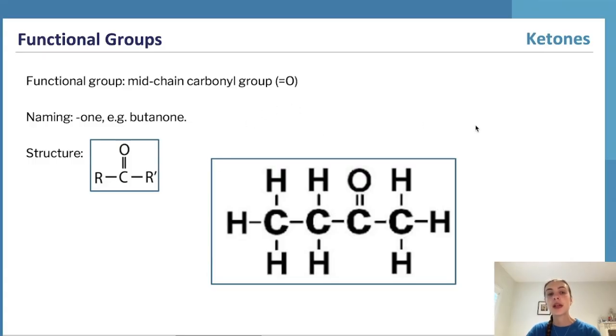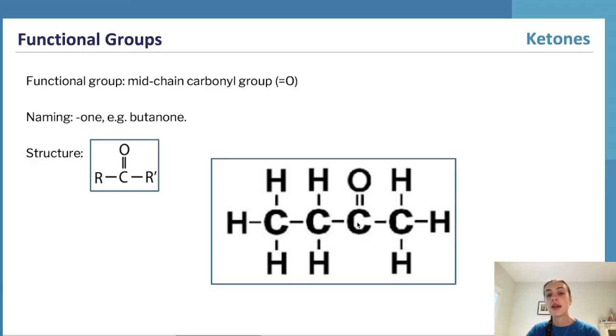The next one we want to look at is the similar molecule, which is ketones. Similar to aldehydes, it's got a carbonyl group. However, ketones have a mid-chain carbonyl group as opposed to an end-chain carbonyl group. For naming, we use the suffix -one. For example, butanone, being this molecule down here, we've got 4 carbons along the main chain.